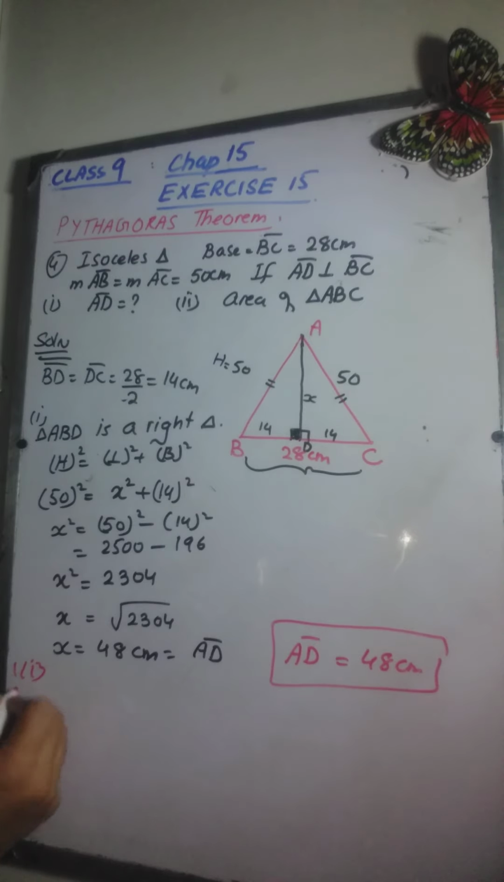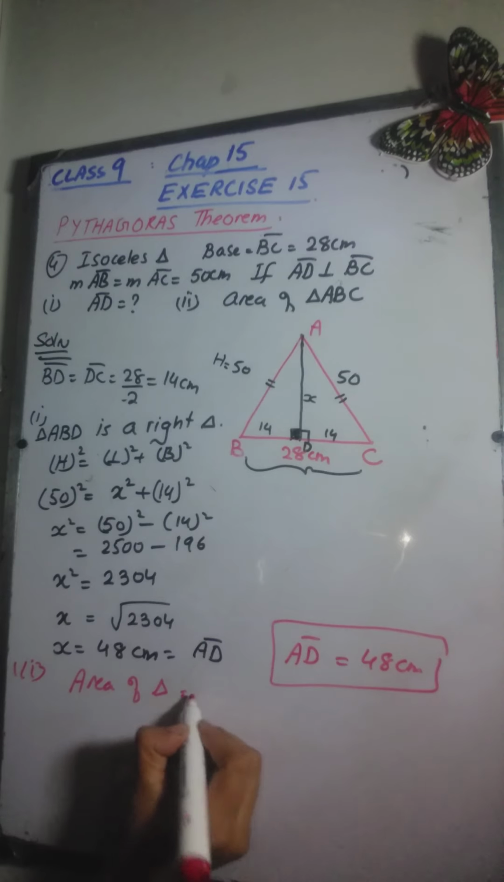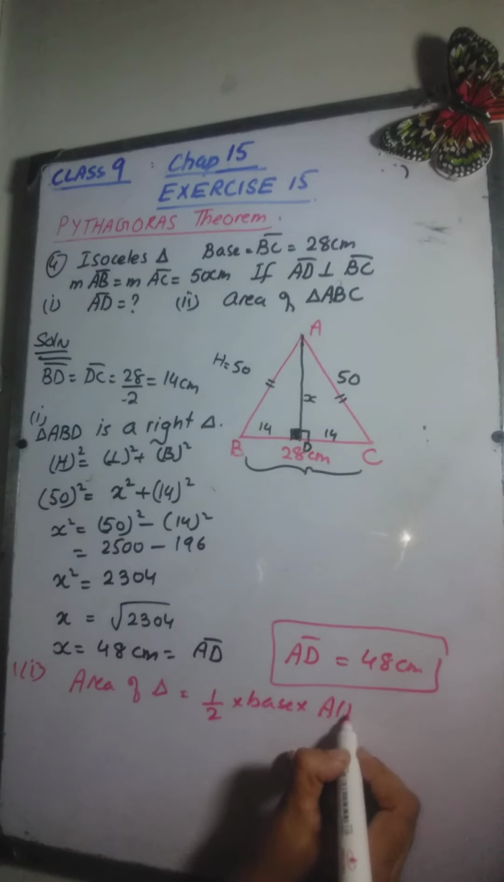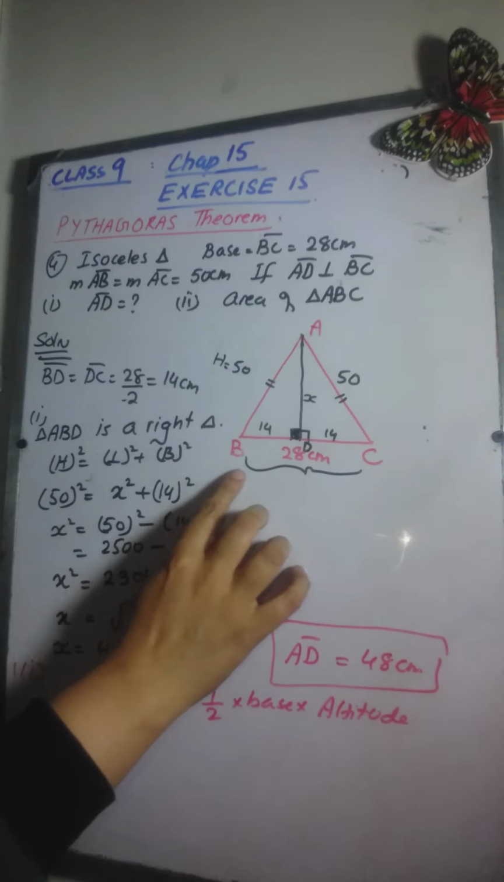Now going to the second part, they want us to find the area of this triangle. We know that the area of the triangle is equal to half into base into altitude. Now if I take the base to be this side, then altitude will be the height of the vertex opposite to this side. This is what we have learned in class 6 and 7. So over here the base is 28, and the altitude will be this length AD, which we have calculated to be equal to 48.